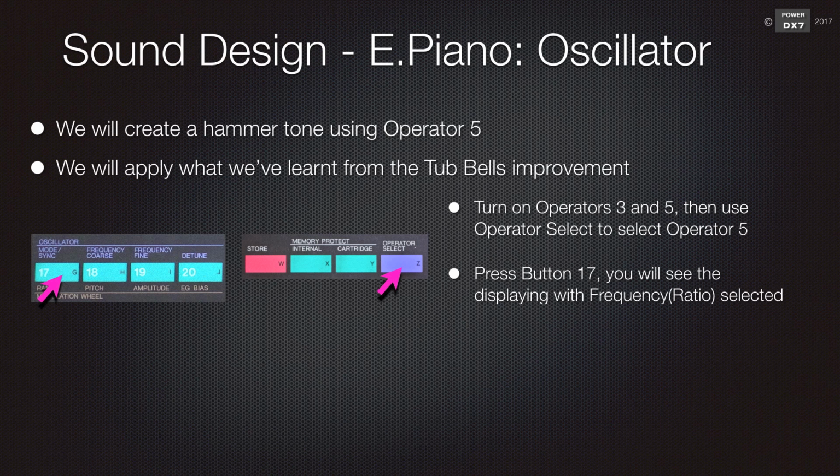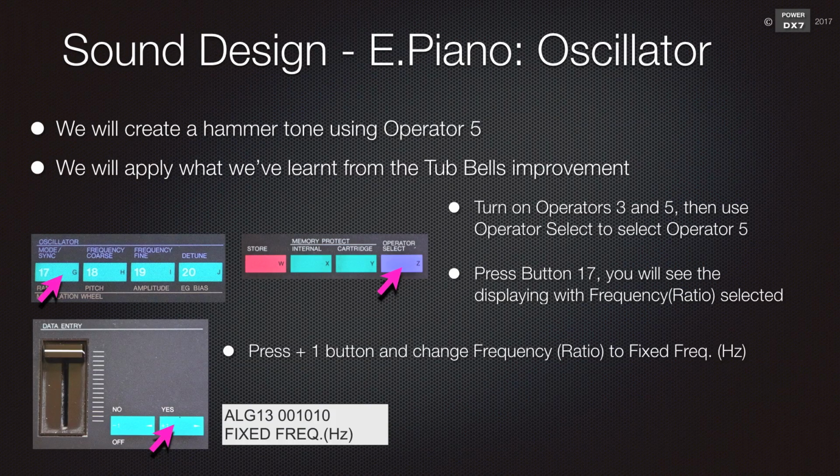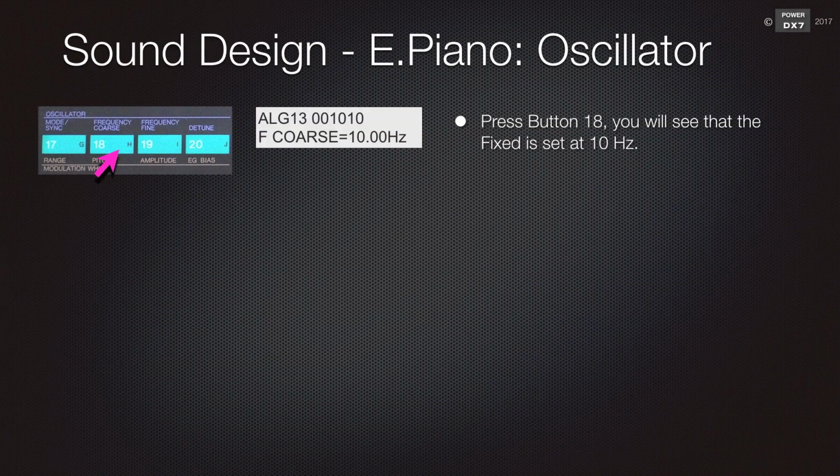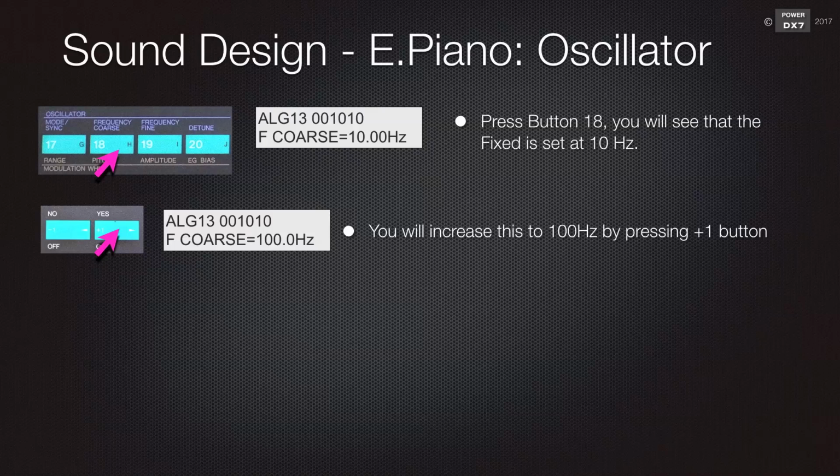Turn on operators 3 and 5 only. Then use operator select to choose operator 5. Press button 17. You will see the display with frequency ratio selected. Press the +1 button and change frequency ratio to fixed frequency. Press button 18 and you will see that fixed frequency is set at 10 Hz. You will increase it to 100 Hz by pressing the +1 button.